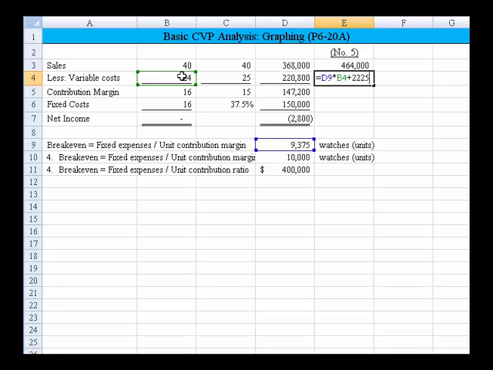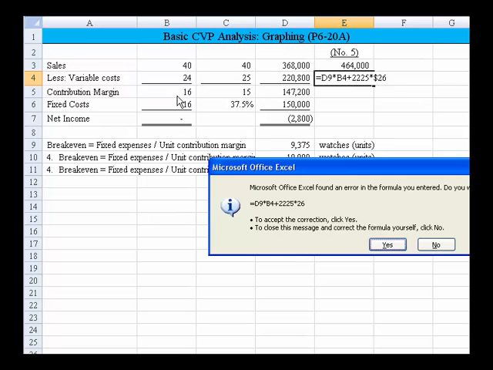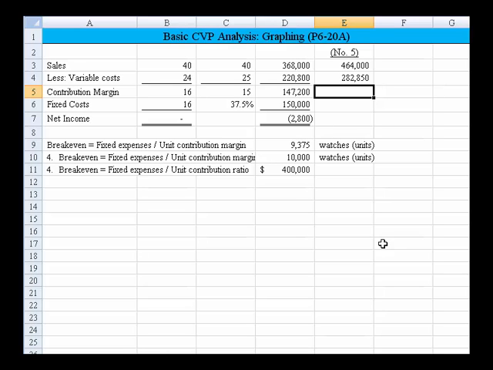2,225 times $26 because of that $2 additional store manager bonus. So that times 26, so you can see what I'm typing in here. Okay, it's asking me, is this what you wanted? And that is what I want. So that becomes 282,850. We then can subtract, just copy from the previous case. So now we have a contribution margin of 181,150 less our fixed cost, and we would have a net operating income of 31,150. That takes care of number 5.